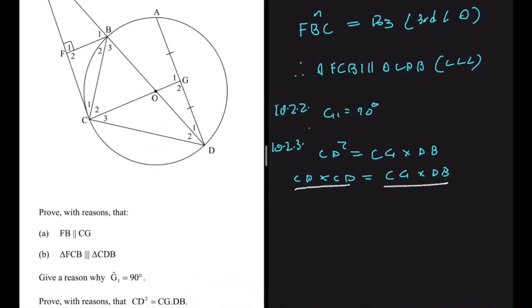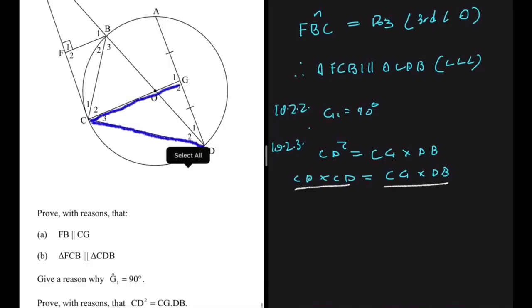So we have line CD. Here's line CD. Let me just highlight it so that we can see what we're talking about. And then we have line CG, so I'm just gonna highlight it also. We have line CG right here, right? And then we have DB. Where is DB? DB is right here, right? So we can close this triangle here, and we can close this triangle here.